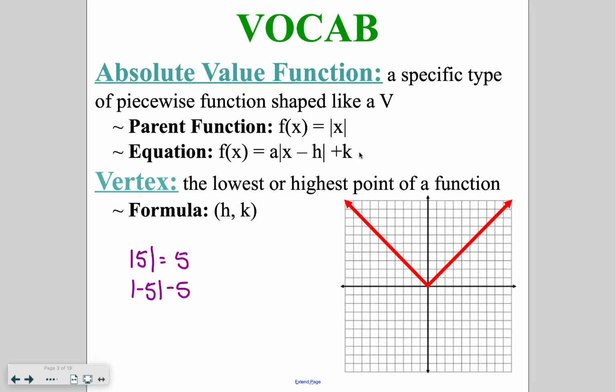The vertex is the highest or lowest point on the graph. In this original function, my vertex would be down here at 0, 0. The formula for the vertex is the h value for the x and the k value for the y. Because the parent function has no x value, the original vertex is 0, and there's nothing being added, so 0. So that original vertex is 0, 0 of all absolute value functions. The transformations are going to move it around.